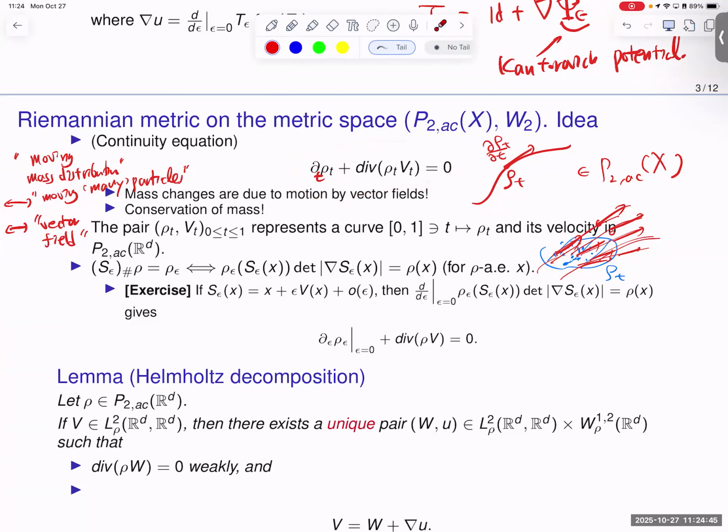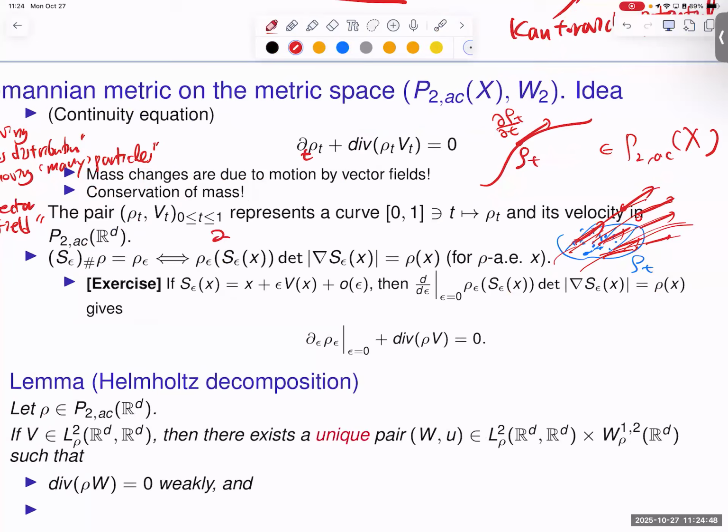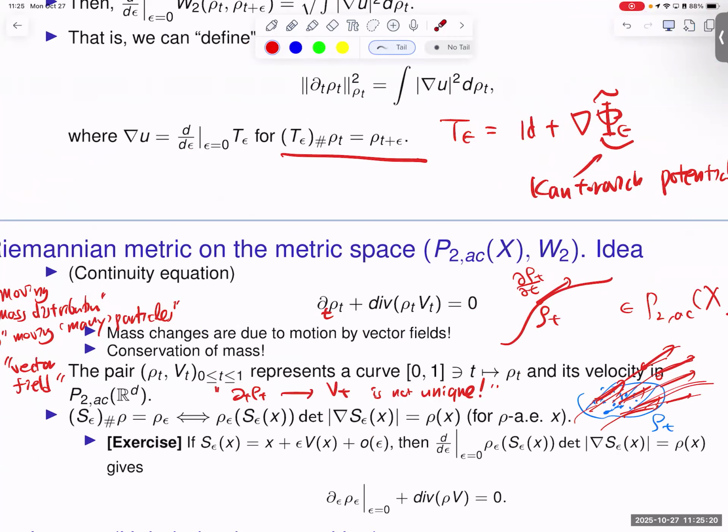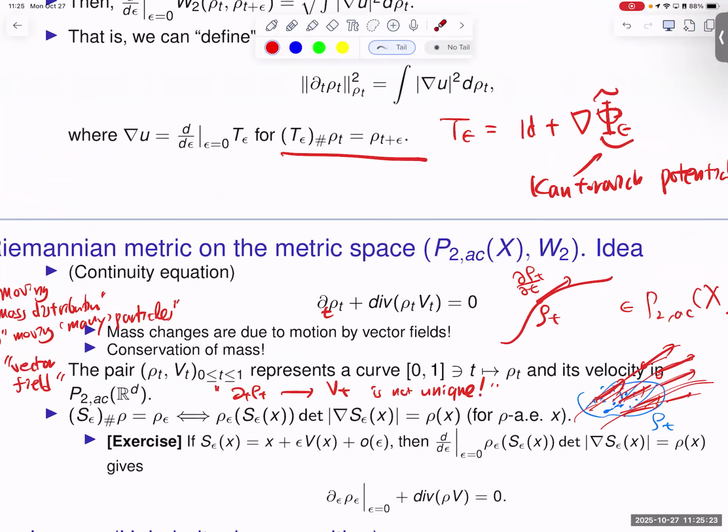In other words, the correspondence is not unique. That is something we will consider. In the next lemma, uniqueness modulo something we'll consider below. But before that, let me remember why I wrote this.